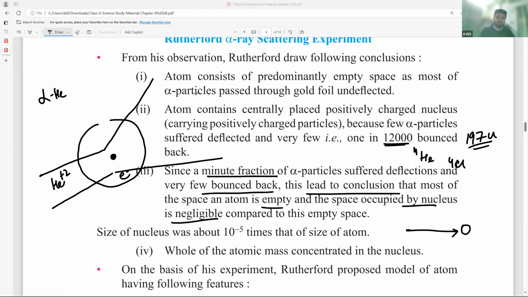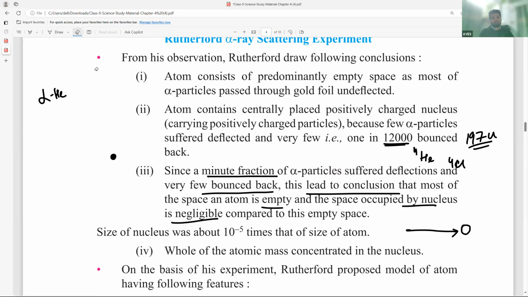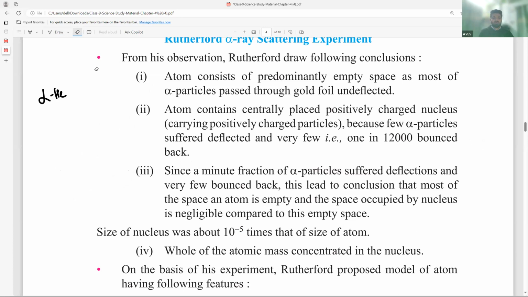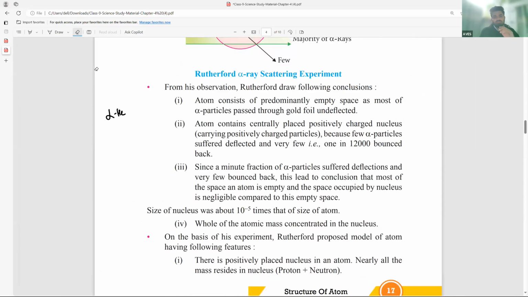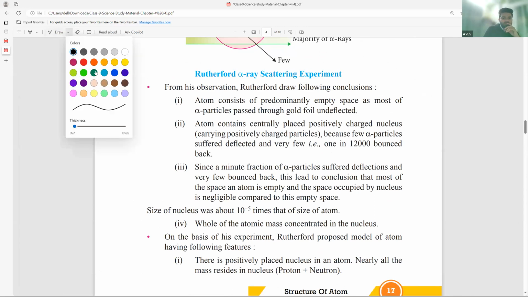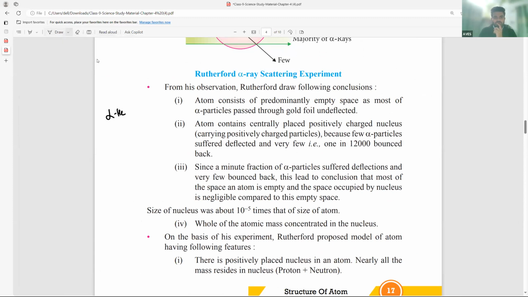So I'm just underlining the important part. Write down all these 4 points in your copy, please. Nabil, and other students, please note it down. 1, 2, 3, 4. Let me underline. The atoms consist of nuclei and large empty space. This is the whole point that you have to write. Atoms contain a solitary charged nucleus.